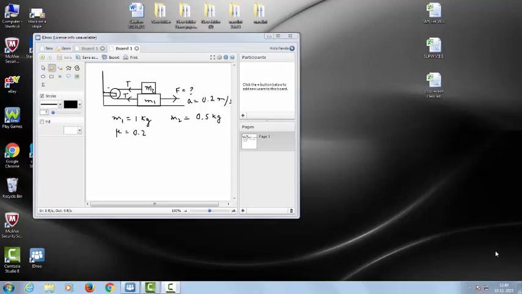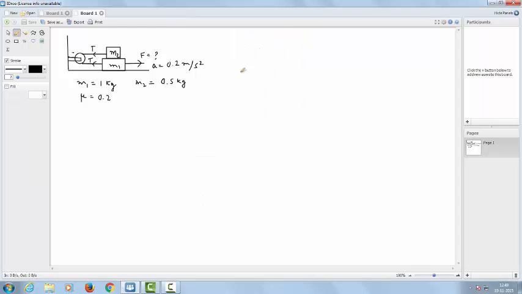The problem is to find the force on the system that will produce an acceleration of 0.2 meter per second square.